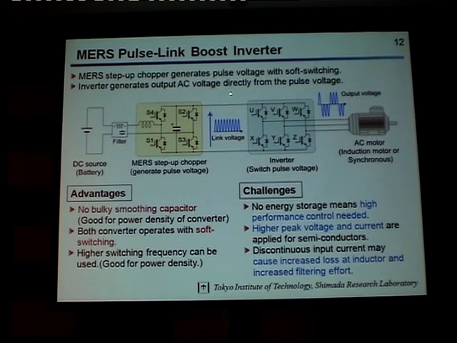No energy storage between the two converters means high performance control is needed, because usually there is a large energy storage. If there is a difference in the power flow between two converters, there is no problem. But we have no energy storage between the two converters, so strict power control is needed. Higher peak voltage or discontinuous input current may be a problem, but by advanced control we can mitigate these disadvantages.